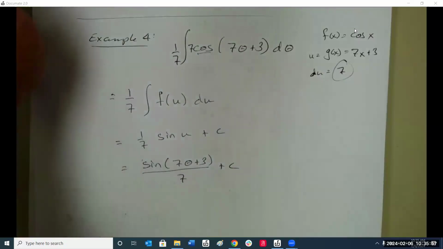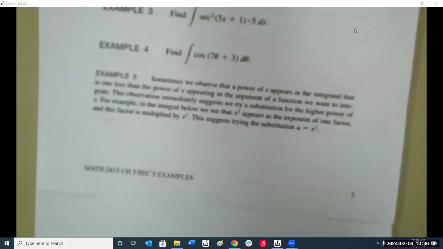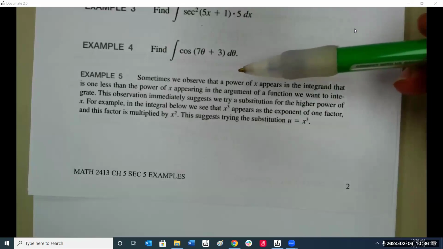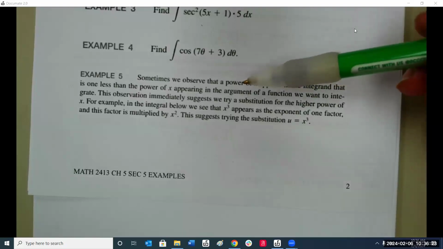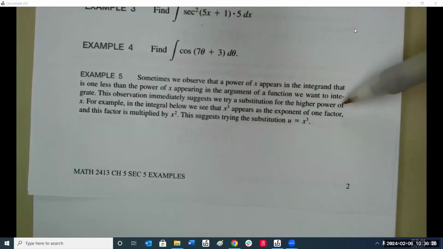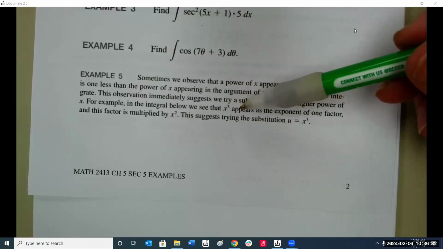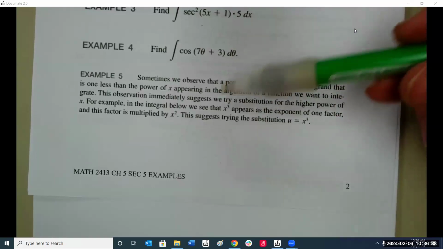All right, let's look at example 5. Example 5 now is a word problem. We have to determine what it's asking us to find. Sometimes we observe that a power of x appears in the integrand that is one less than the power of x appearing in the argument of a function we want to integrate. The observation immediately suggests we try a substitution for the higher power of x. For example, in the integral below, we see that x cubed appears as an exponent of one factor, and the factor is multiplied by x squared.